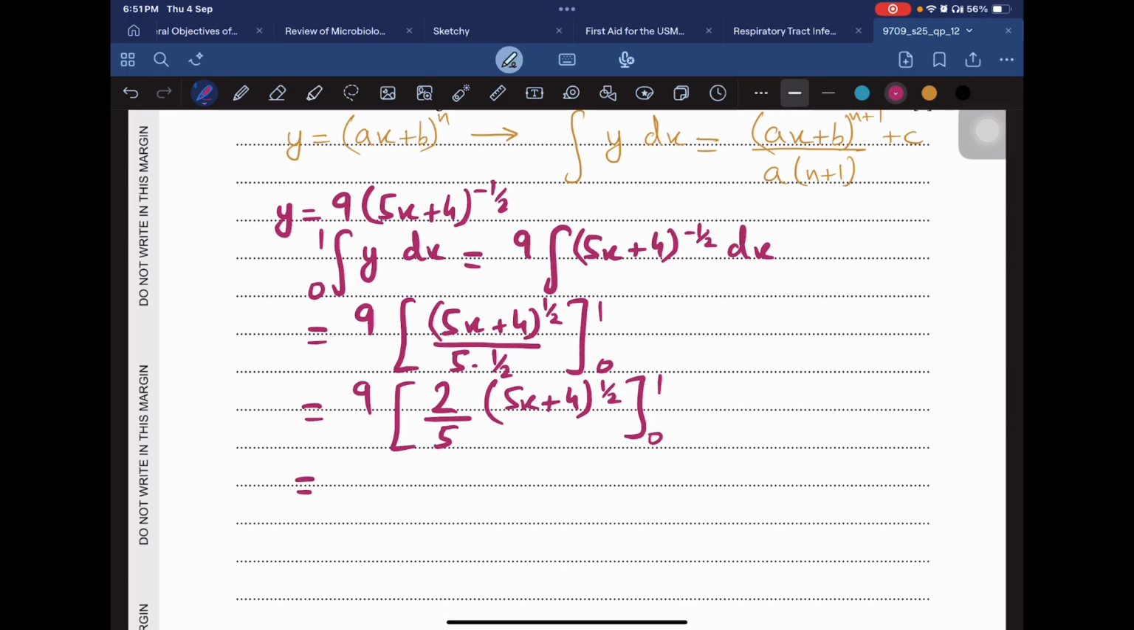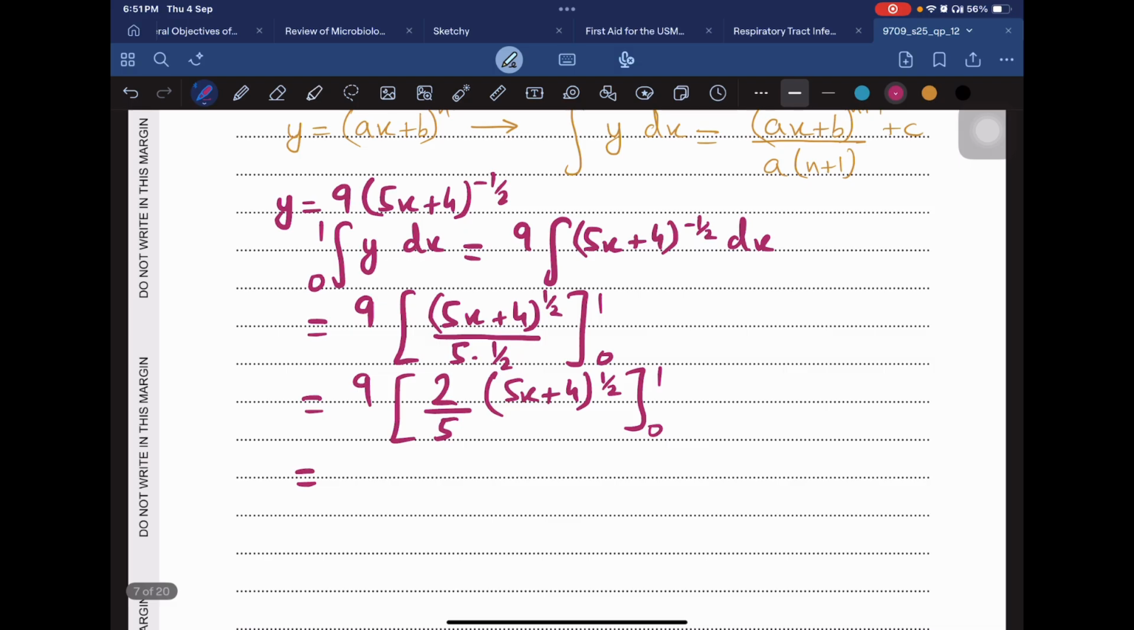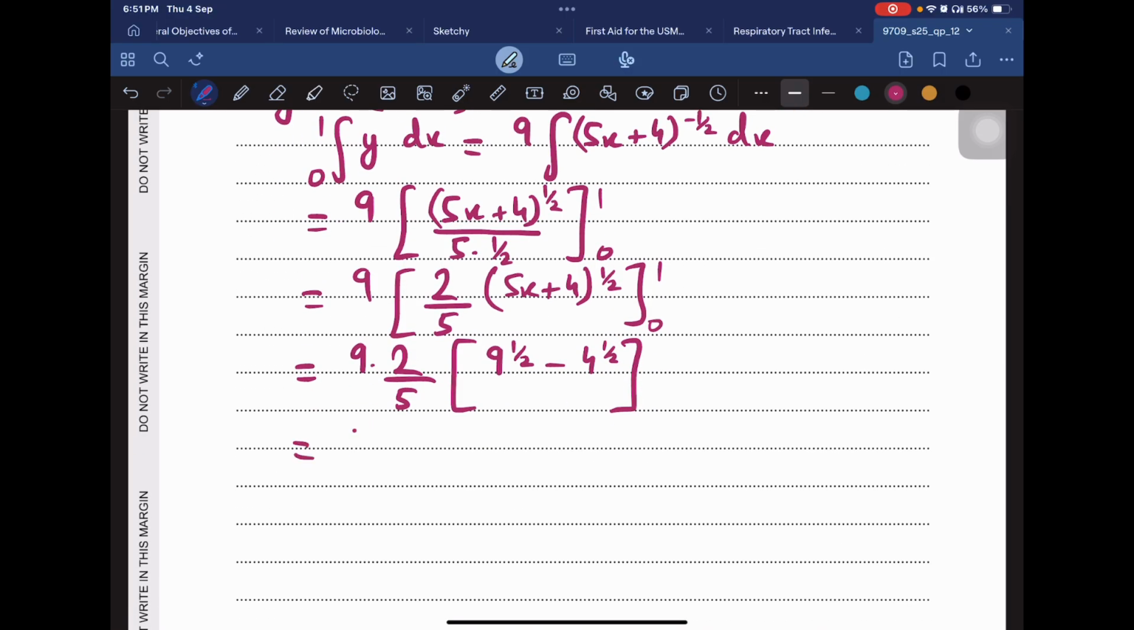Now we'll apply the limits. So you can take out 2 over 5 as well from the bracket because it's also a constant. So I can write this as 9 times 2 over 5, and then I start applying the limits. So we have 5x plus 4 power half. First we'll replace x with 1, so that will become 5 plus 4, which is 9 power half, and then we'll replace x with 0, so that will become 4 power half. So we have 9 times 2 is 18 upon 5, 9 power half is 3, and 4 power half is 2, so we're left with 18 upon 5.